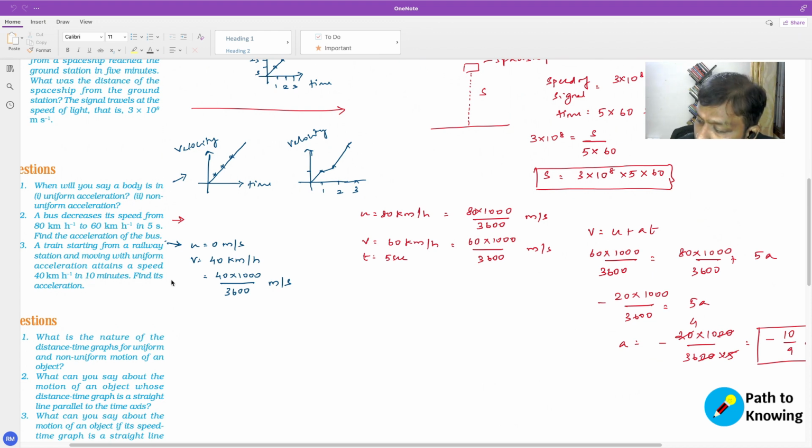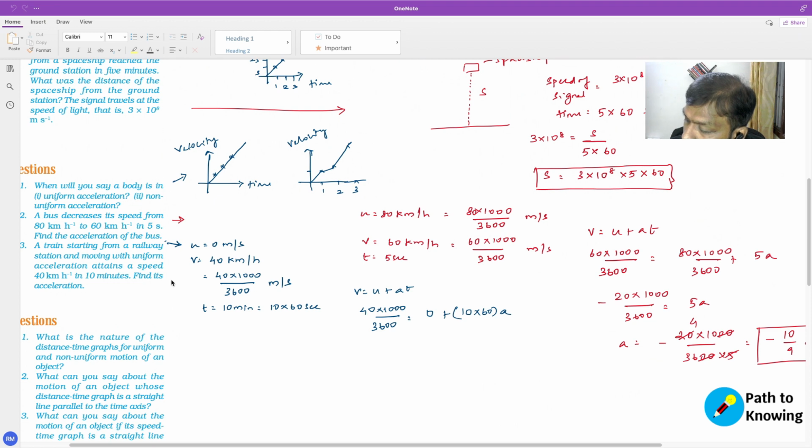So which means that time t is equal to 10 minutes, which is equal to 10 into 60 seconds. Right. So now let's apply the same formula here. We know that v is equal to u plus at, which means that 40 into 1000 over 3600 is equal to 0, which is your u, plus 10 into 60 times a. So this is your acceleration.